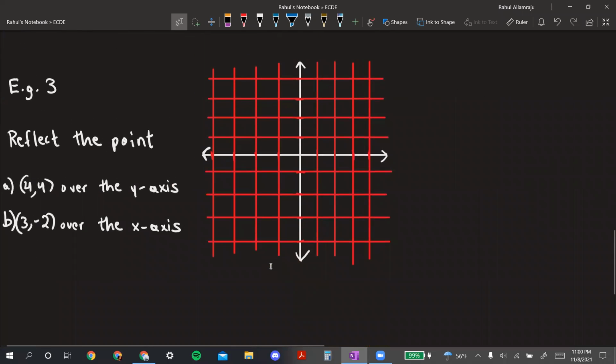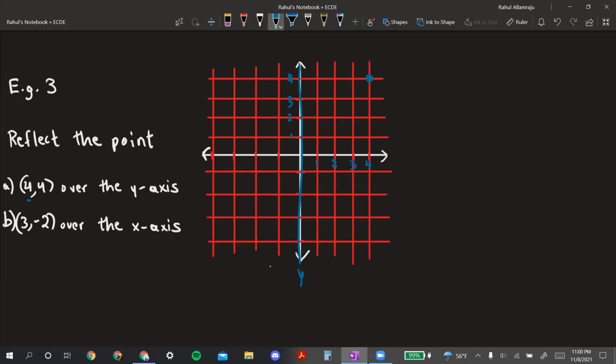So reflect the point 4, 4 over the y-axis. So where is 4, 4? 1, 2, 3, 4. Since 4 is the x-coordinate, going right 4 units and up 4 units. So 4, 4 is here. Now you're seeing reflected across the y-axis.